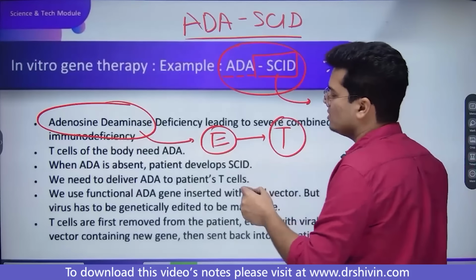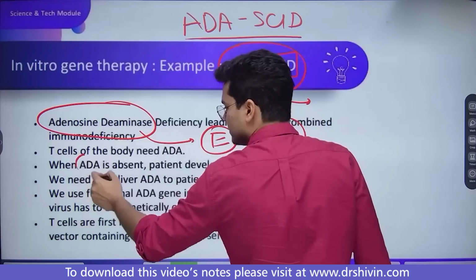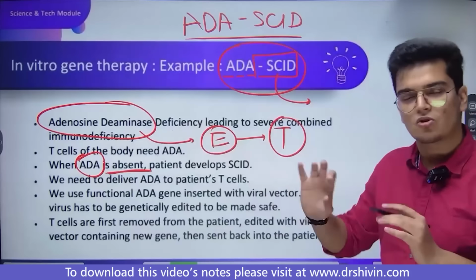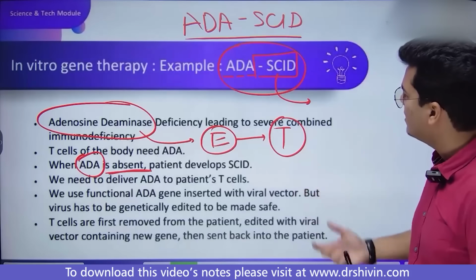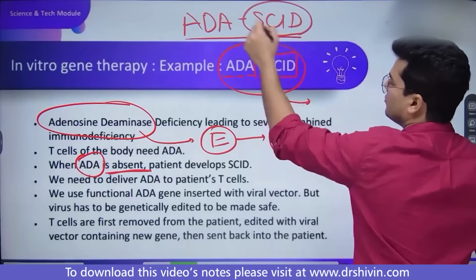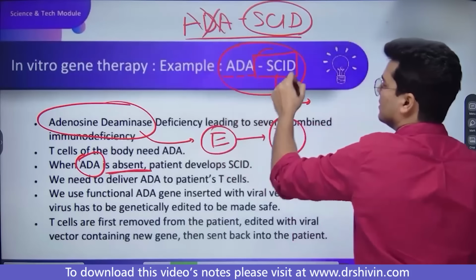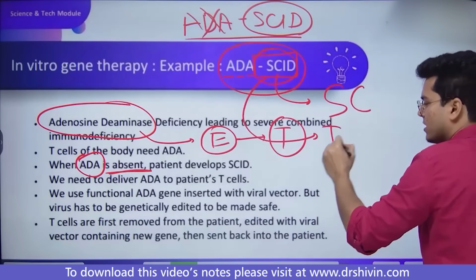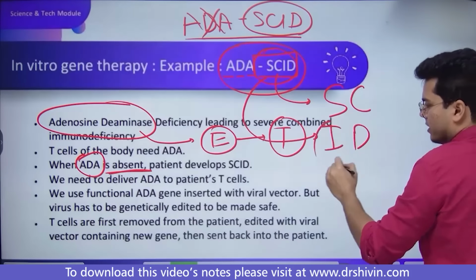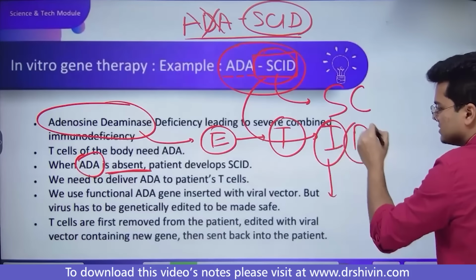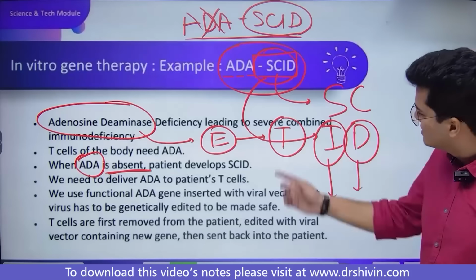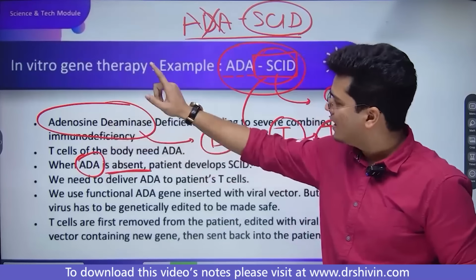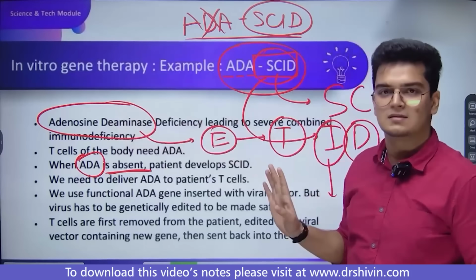Now in many people, due to a genetic defect, what is happening? This ADA is absent. Adenosine deaminase is not there. So what happens to them is SCID. If your ADA is not there, you will get SCID. SCID stands for severe combined immunodeficiency. Immuno means immune, deficiency means absent. So you will have severe combined immunodeficiency if you don't have the enzyme adenosine deaminase.